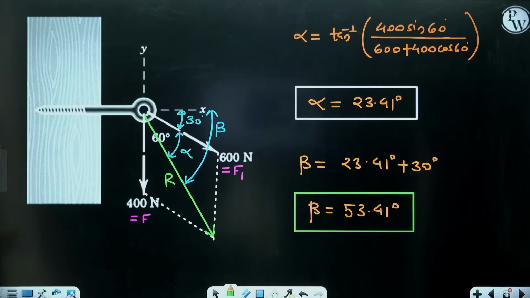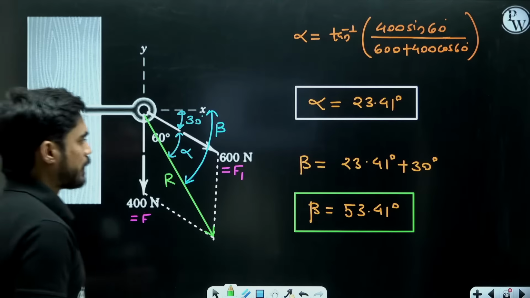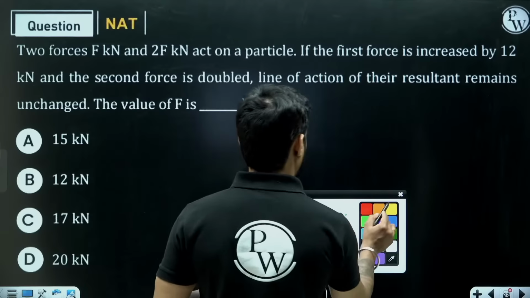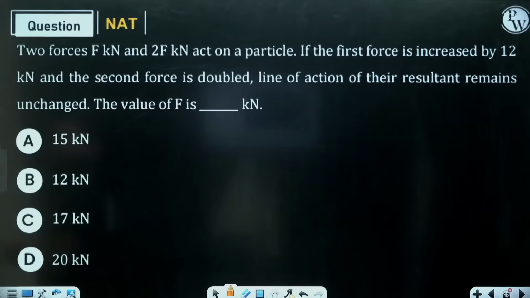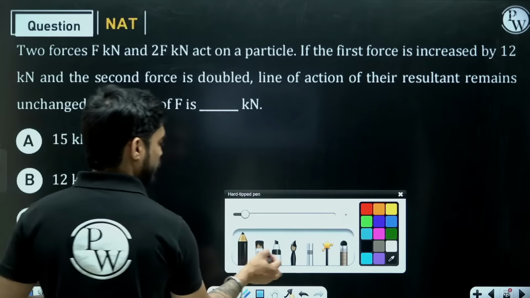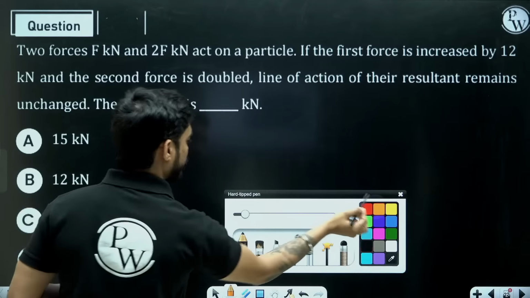Chalo. So now you know how to calculate the magnitude of the resultant as well as the direction of the resultant. Now the next thing, again another question. Another one is MCQ. This is also MCQ, not NAT. Sorry for this.